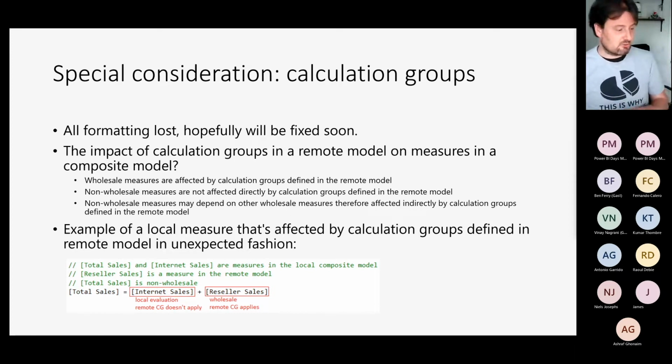So let's say we have a calc group that goes from actual to year to date. And if I select year to date, reseller sales is now a year to date result. But internet sales isn't. It's just actuals. So now what I'm doing in total sales, I'm adding an actual number with a year to date number. I'm pretty sure that is not what you intended.